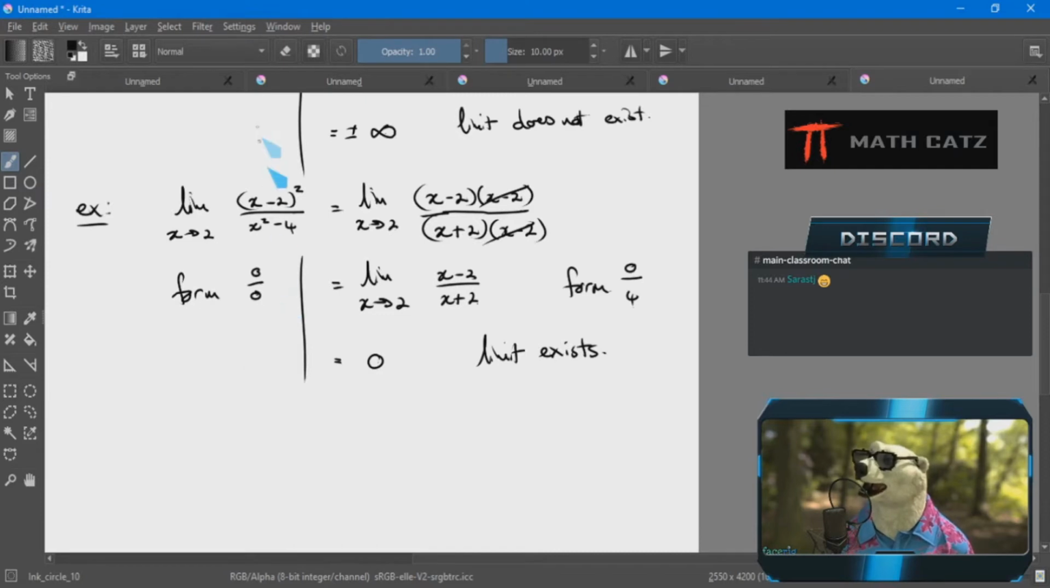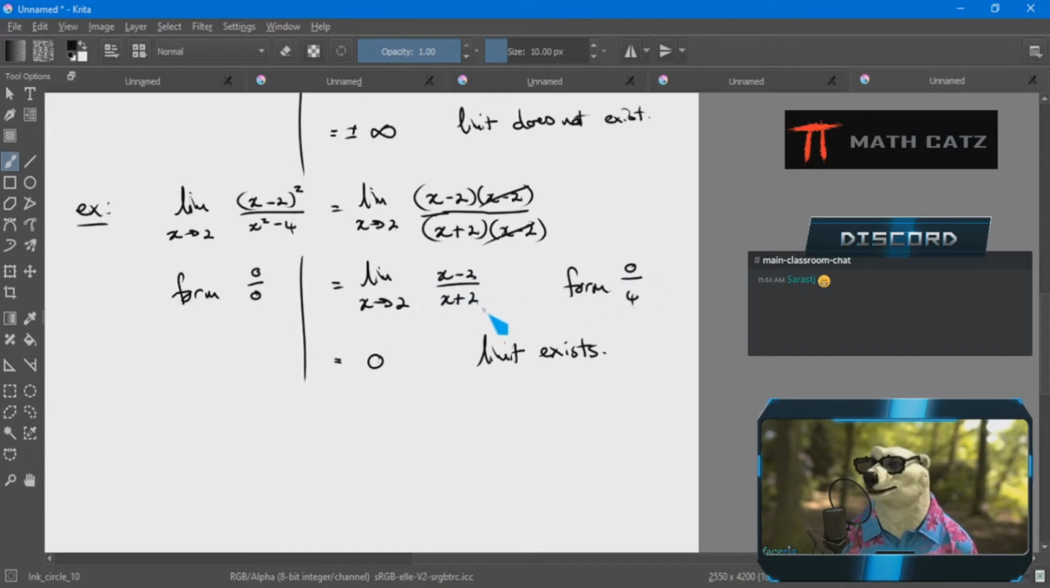So we see that 0 over 0 can result in different answers, which is why it's called an indeterminate form, because we can't determine the answer just from the form alone. How did we get 0 over 4? You see what happens to just the numerator when x goes to 2. Well, the numerator is x minus 2. 2 minus 2, 0. So the numerator alone wants to go to 0.